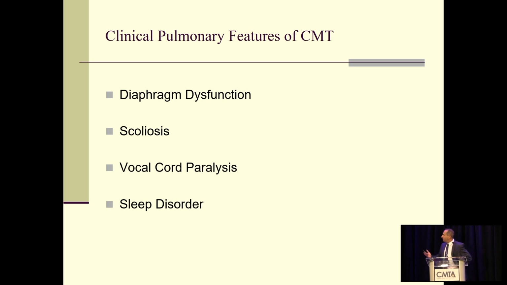All right, so clinical features, or pulmonary features, of CMT. Number one is diaphragm dysfunction. Number two, mentioned several times, is scoliosis. Now, scoliosis, of course, affects the orthopedic part of CMT. It affects the hips. It affects the spine. It affects the way these patients walk. But for me, it also affects the breathing later on in life. So that's very important. More in children than adults, but vocal cord paralysis, and then finally sleep disorder. We get questions about all of these all the time.